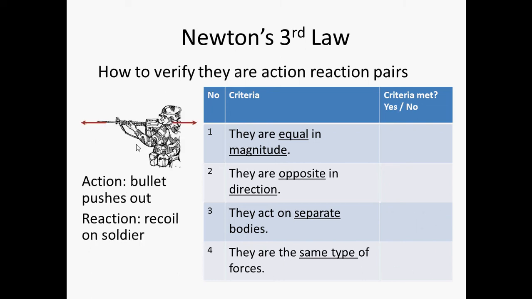So let's look at the third example, a soldier firing a shot. Again, they are equal in magnitude because the force that the bullet experiences is equal to the force that the person experiences as recoil. They are opposite in direction, obviously, because one is going forward, the other one is backward. They act on separate bodies, yes, one on the bullet, the other on the soldier. And obviously they are the same type of forces again, contact forces. So they fulfill all the criteria and definitely are action-reaction pairs.